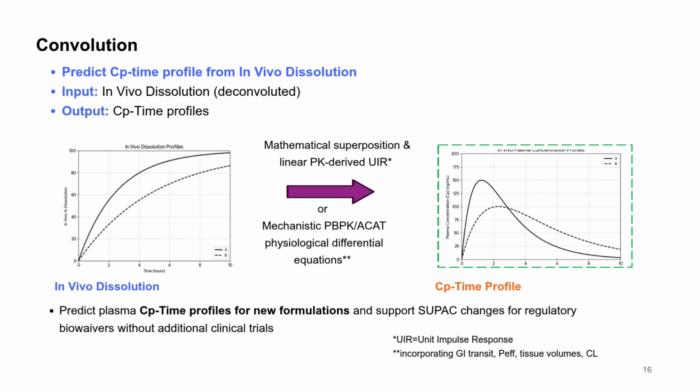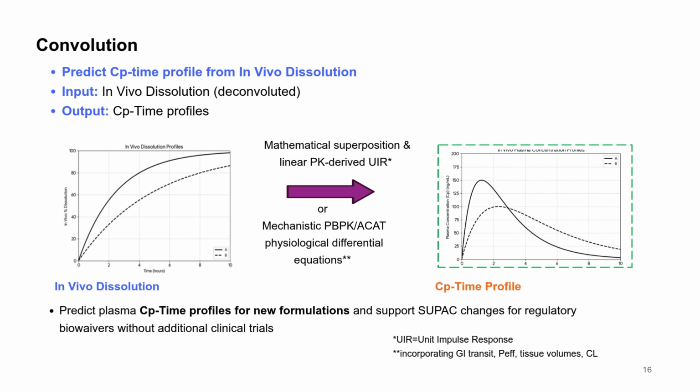The in vivo dissolution profile is directly integrated into PBPK-based physiological differential equations, incorporating GI transit, regional effective permeability, Peff, tissue volumes, and clearance. The plasma concentration profile is then generated by solving these differential equations iteratively over time.